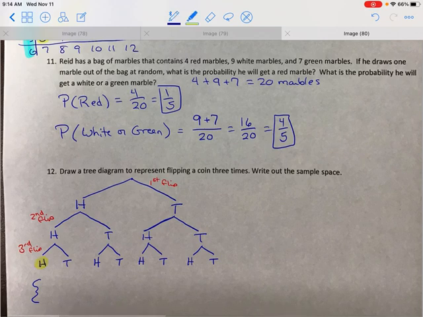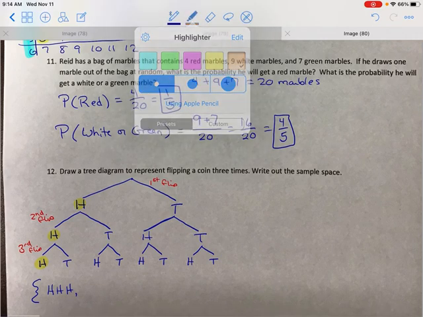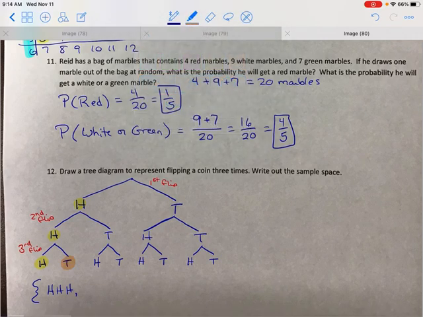So I start right here, and I have to trace how I got that. So I would get that one by flipping all heads. That would be one outcome. And then I move down to the next one, so let's look at this one. In order to get to that tails, I had to go heads, heads, tails. And then let's look at this one. To get to this branch, I had to go heads, tails, heads.